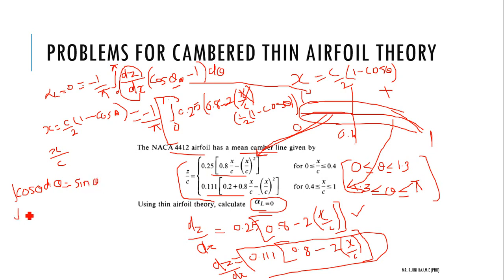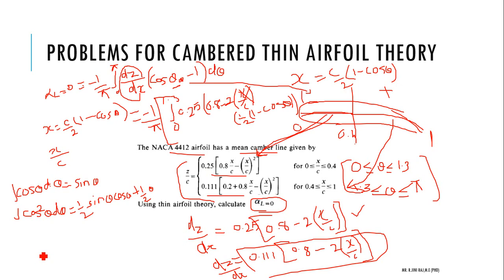Then integral of cos square theta d theta is equal to 1 by 2 sin theta cos theta plus 1 by 2 into theta. Okay, sin theta cos theta plus 1 by 2 into theta.